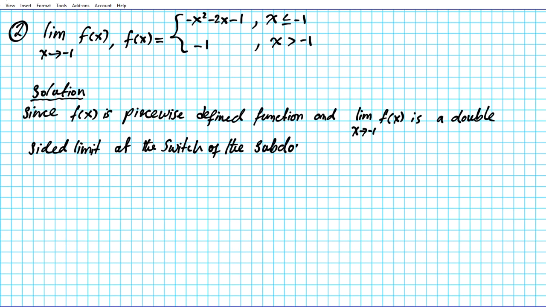This means that the left and the right hand limits must be considered, okay? Since it's a double-sided limit at the switch of the subdomains, the left and right hand limits must be considered because we're looking at two different functions around that switch.